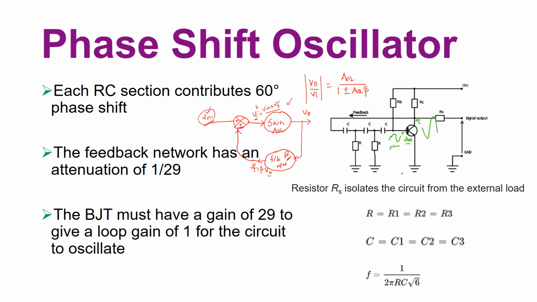But look at the phase shift here. Here is the output, here is your input. Your output is exactly 180-degree phase shifted to the input. So we recall from our previous discussion that the phase shift has to be 0 degree or 360 degree, that is 2 pi radians. So how to add another 180-degree phase shift?